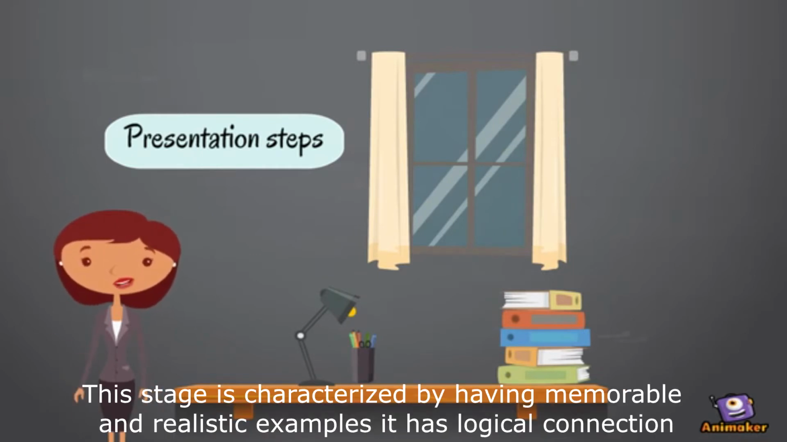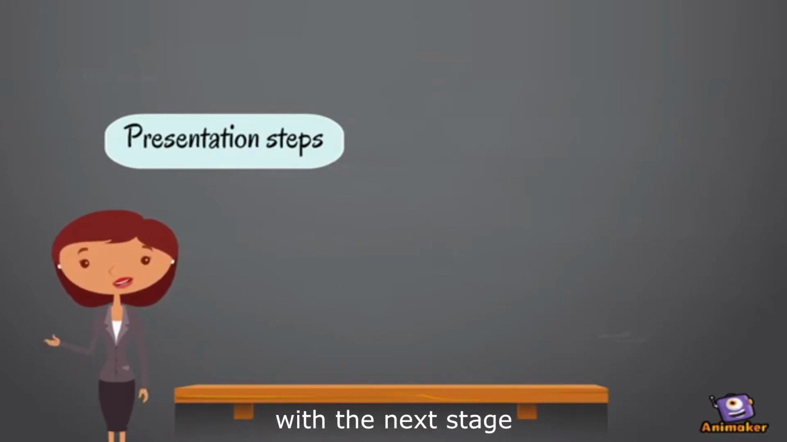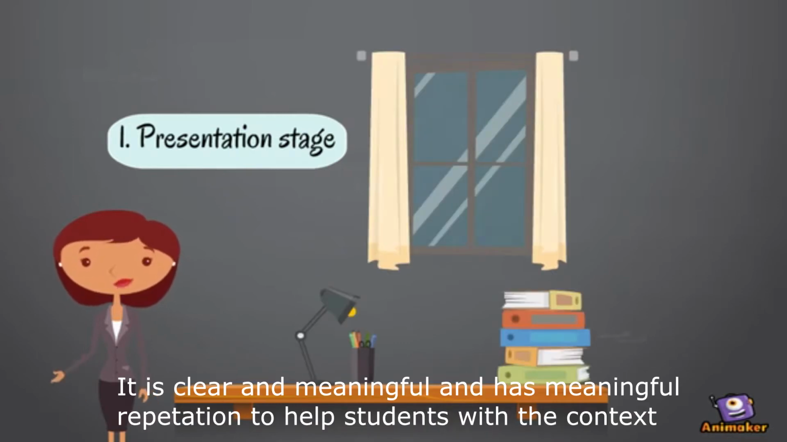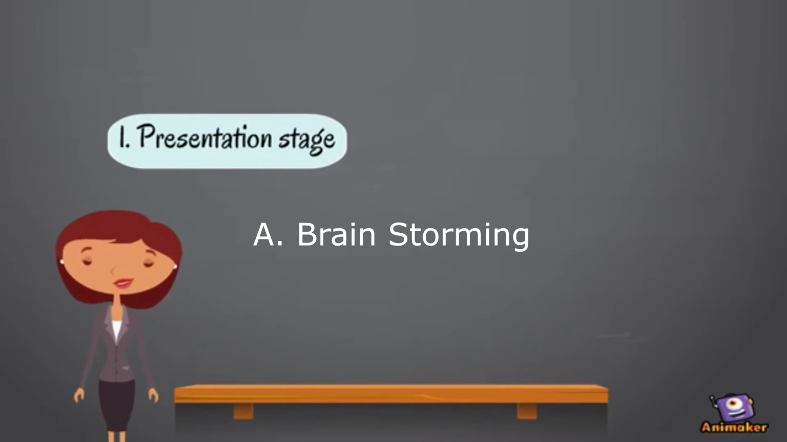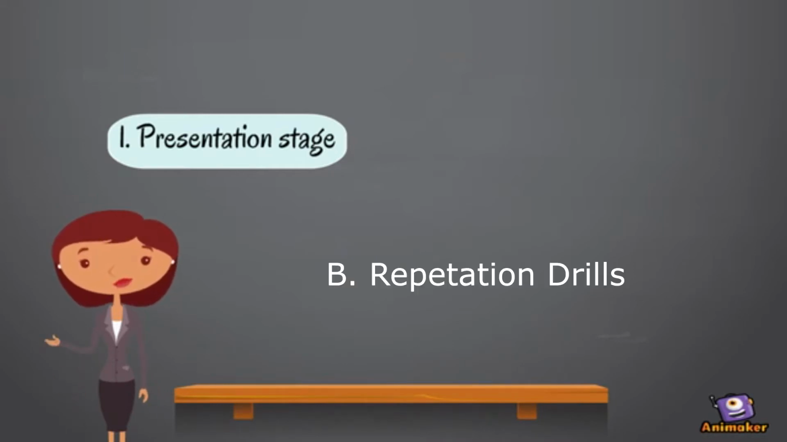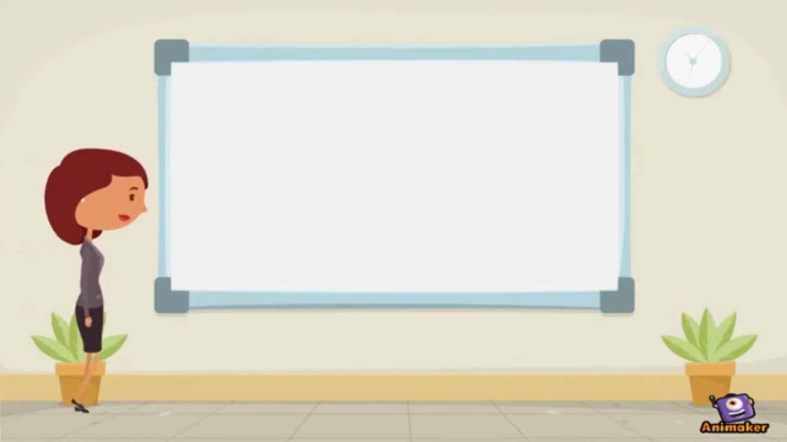This stage is characterized by having memorable and realistic examples. It has a logical connection with the next stage. It is clear and meaningful, and has meaningful repetitions to help students with the context. There are some suggested activities for applying the presentation stage. Those are A. Brainstorming, B. Repetition drills, and C. Using the topic in context.